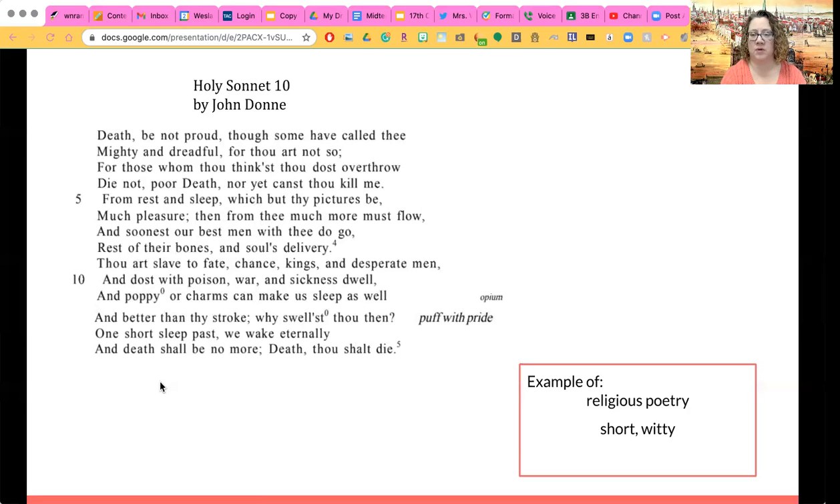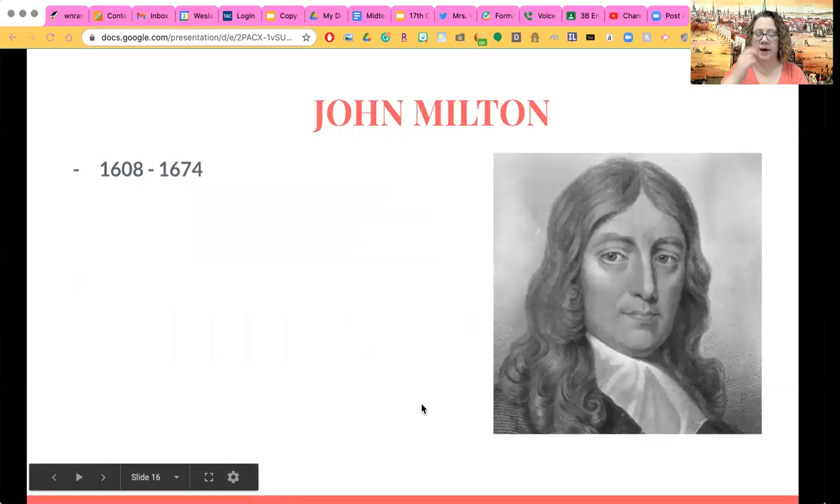But I will conquer you. Even when you come to kill me, I will still conquer you because I'll have everlasting life. So it's kind of clever. All right, so hopefully those three poems help you understand what I was talking about with the qualities of 17th century literature.